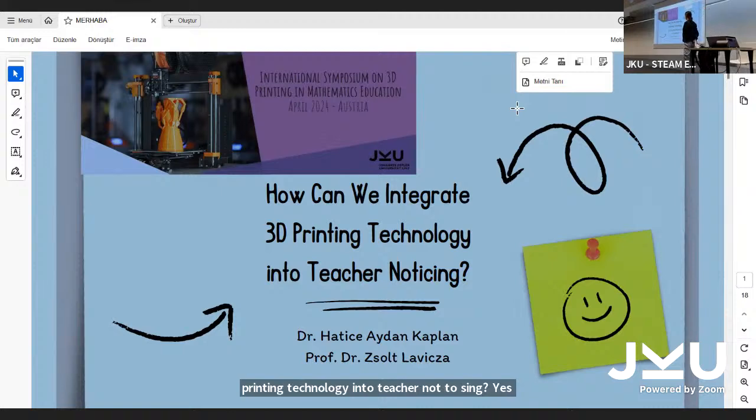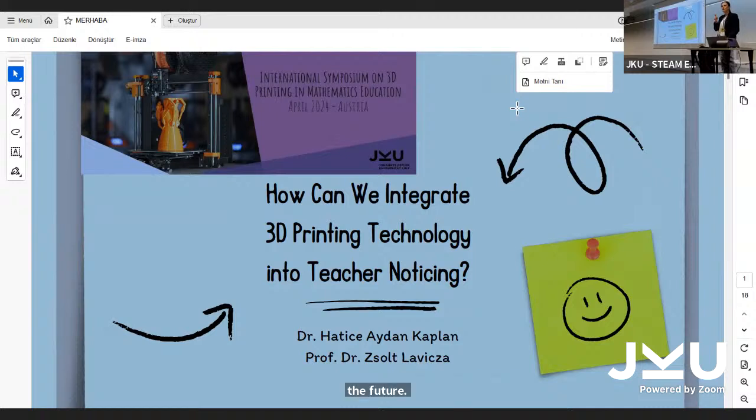We saw lots of presentations about 3D, and it was all about applications of 3D. This will not be an application of 3D presentation because I'm a beginner in 3D printing. So this is about the research that I plan to do in the future.